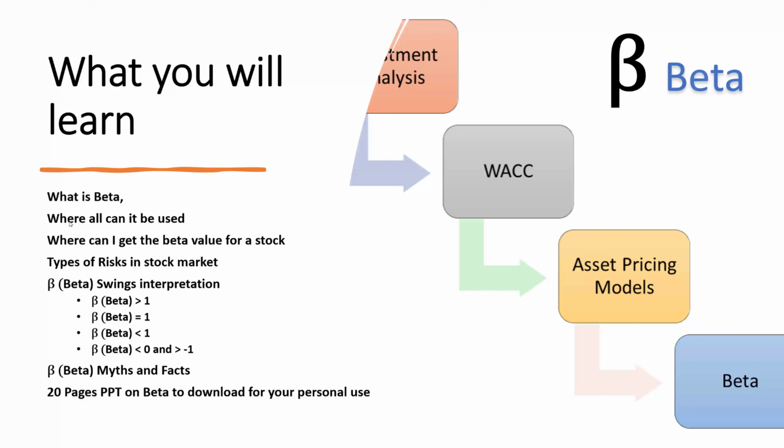And one of the things that you see on the screen is where you can get the beta value for a stock. It's simple. I'll give you the answer right away. Just Google what's the beta value of a stock, you'll get the answer. If you type in beta value for Apple, it'll tell you the value for the Apple company.